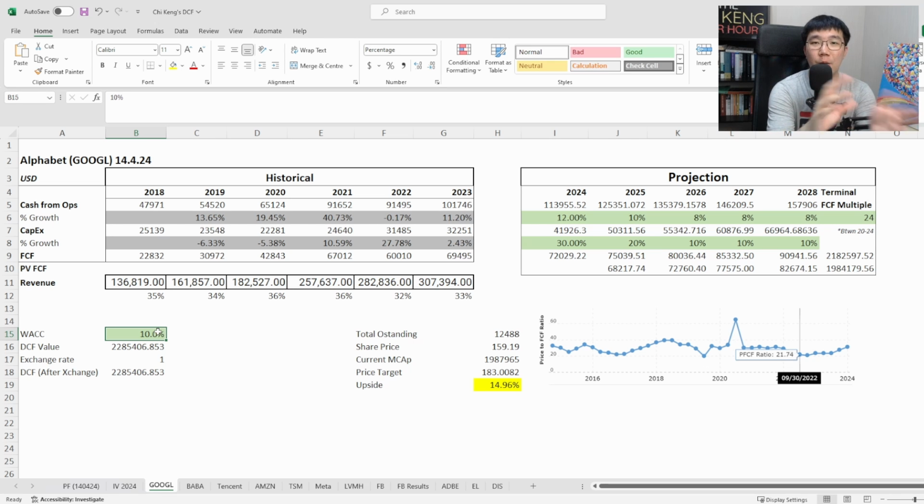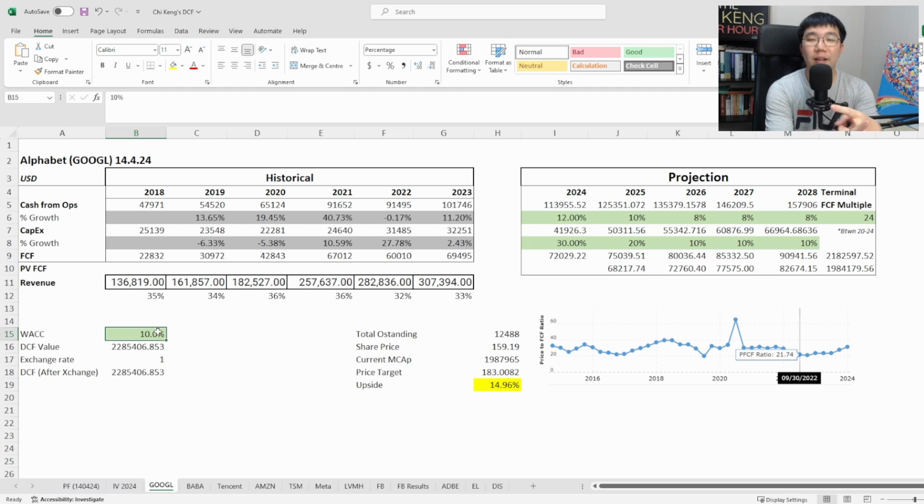But I believe for most companies out there, the WACC is probably between 7 to 12%, depending on which companies and what geography you are looking at. But anyhow, I tend to apply just a blanket 10% WACC. Number one is because it's the lazy way out.